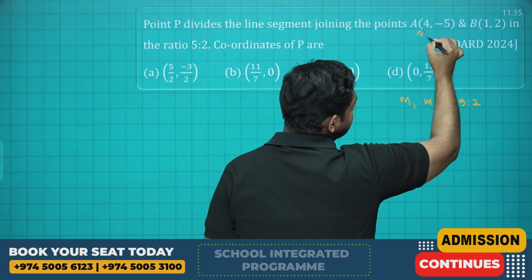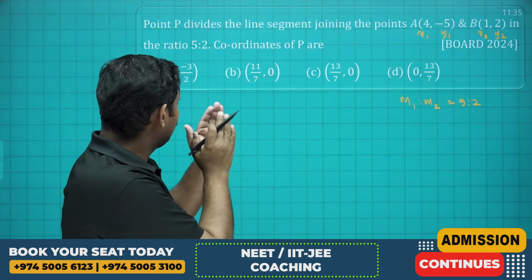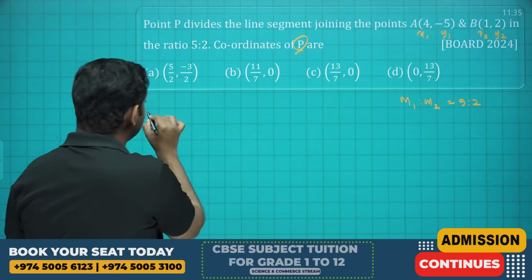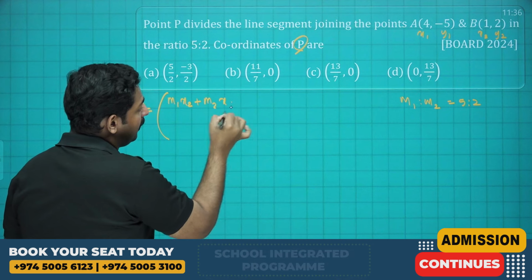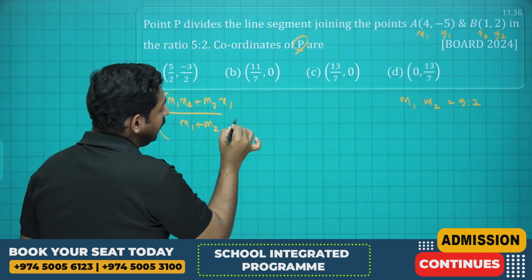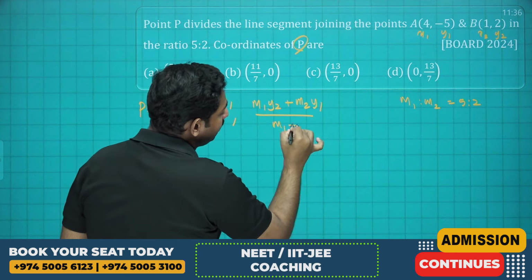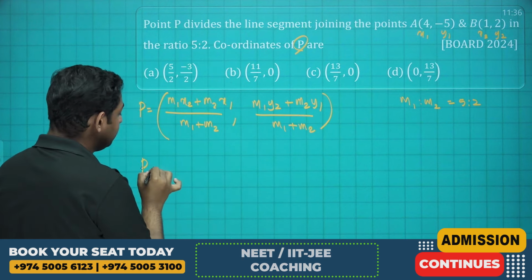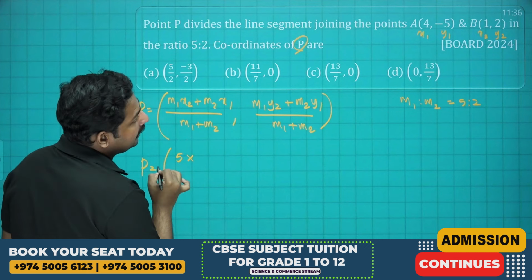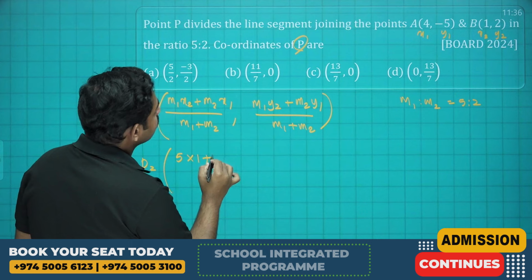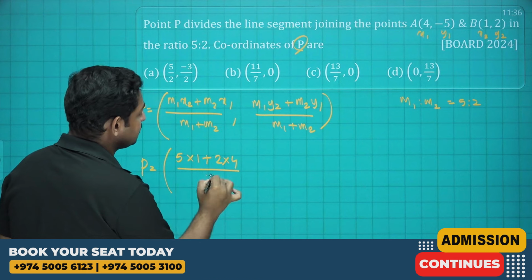So it can be taken as x1, y1 and x2, y2, and we know the section formula. The point of division, point P, will be equal to (m1 x2 plus m2 x1) by (m1 plus m2), and (m1 y2 plus m2 y1) by (m1 plus m2). On the next step, we can get point P by substituting the values. m1 is 5, so 5 into x2, which is 1, plus m2 is 2, so 2 into x1, which is 4, by m1 plus m2, 5 plus 2 is 7, comma.